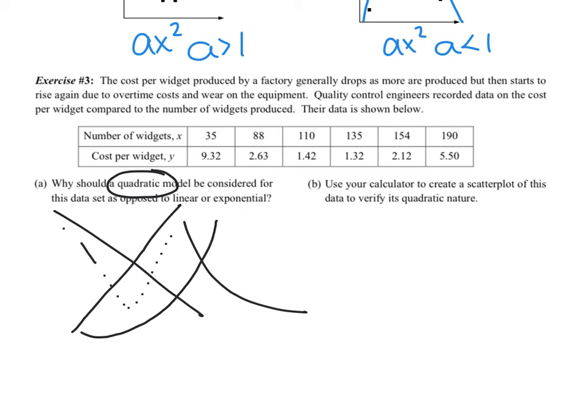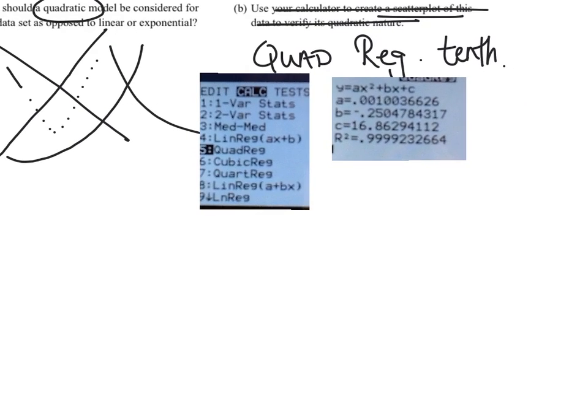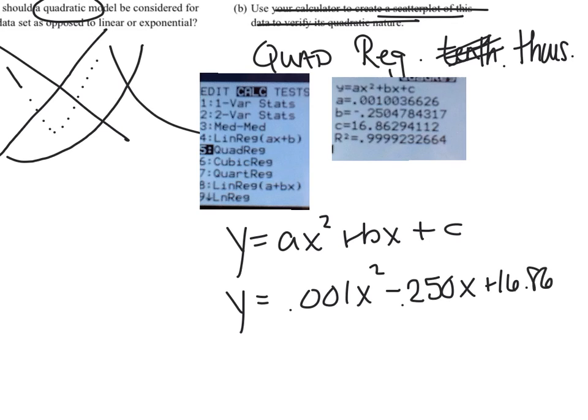So this time it says you can create a scatter plot on your calculator, but let's go ahead and get the quadratic regression. And we'll round everything to the nearest tenth, so you can follow my data. I chose quadratic regression this time, and here's my equation, so I'm going to copy that down: y equals ax squared plus bx plus c, and we said round all our parameters to the nearest tenth. Actually, just based off what I'm getting here, I'm going to change that to thousandth. So I'm going to go with 0.001x squared minus 0.250x plus 16.863.